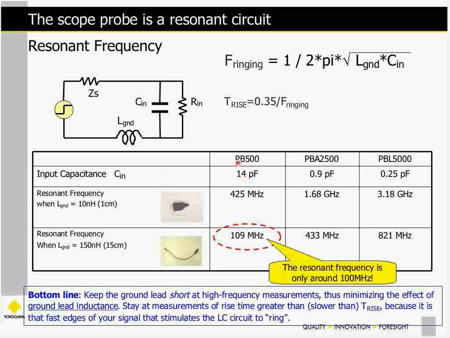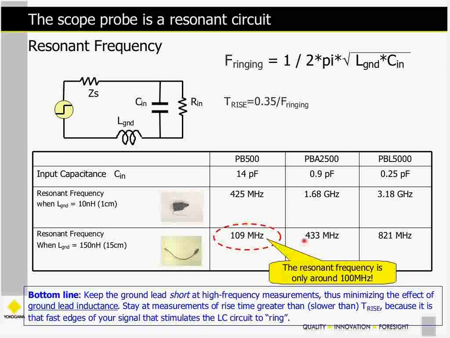So for the PB500, I might have a resonant frequency as low as 100 megahertz when using the long ground lead. So that's going to be a problem. I don't have to get to 109 megahertz with this probe to excite that LC circuit. I could excite it with any fast rising edge. So in this case, I could have a 1 megahertz waveform with a very fast rising edge, and it will offend this LC circuit. It'll energize it, and you'll get ringing. So that's very easy to hit. It's very easy to excite a passive probe with a fast rising edge.